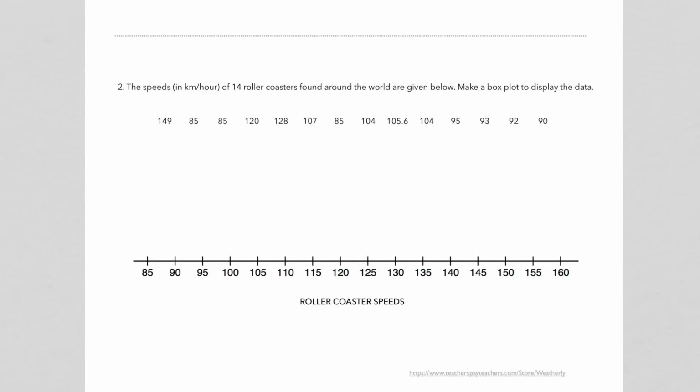And let's just do one more. This is the speeds in kilometers per hour of 14 roller coasters. The first thing we said we have to do is put the data in order. I didn't do it ahead of time this time. We're going to have to do it together. So let's find our minimum piece of data. Looks like the lowest one is 85.